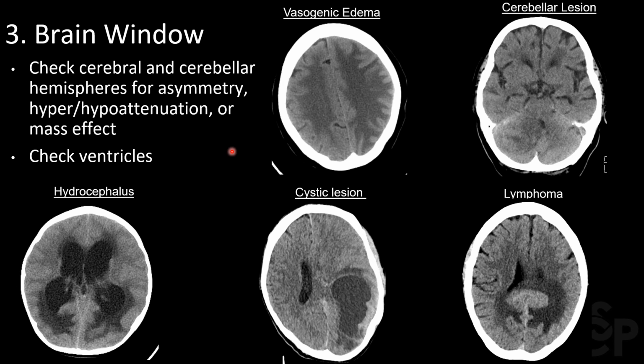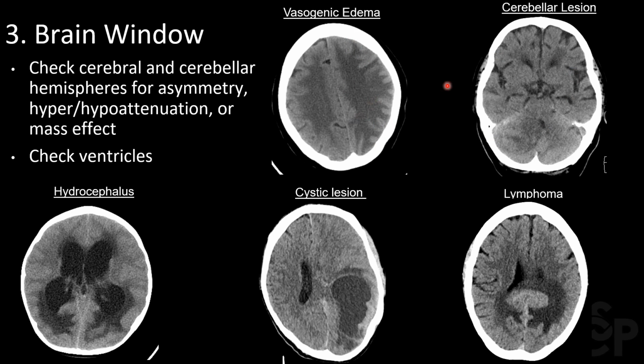Let's take a look at some of these examples, starting with the top left here. So if you compare the left to right cerebral hemisphere in this patient, you can see that the left cerebral hemisphere appears a lot more hypoattenuated compared to the right here. This is a good example of edema, and we'll cover the difference between vasogenic and cytotoxic edema in a separate video, but this case specifically is vasogenic edema. We're not sure exactly what's causing it. We can use MRI to better evaluate that.